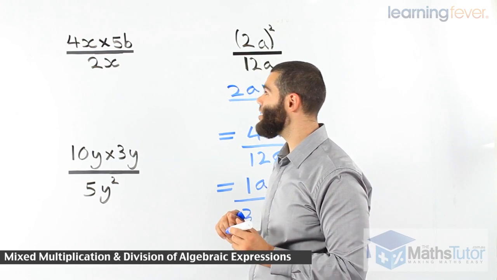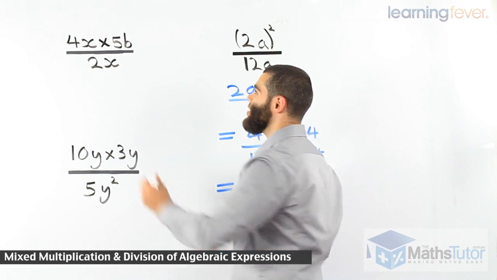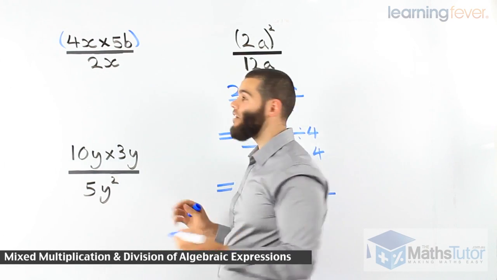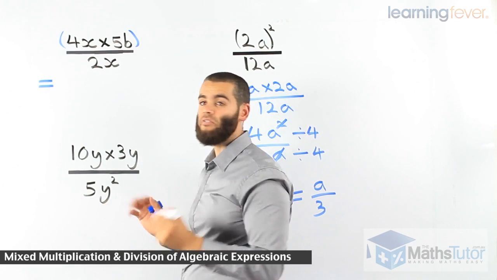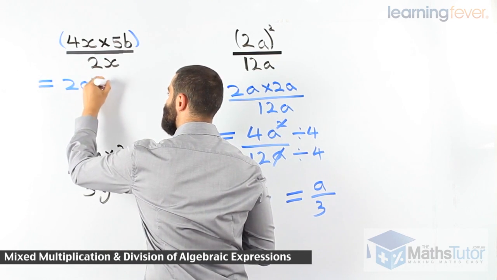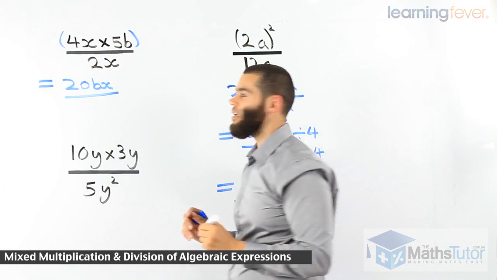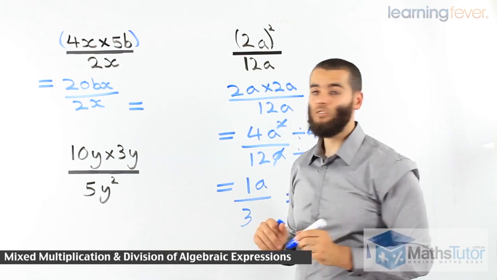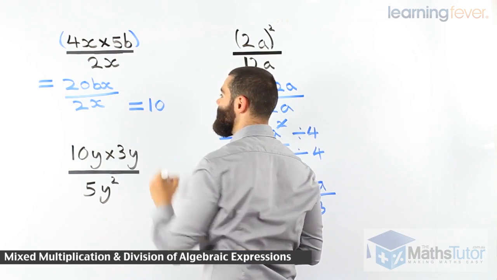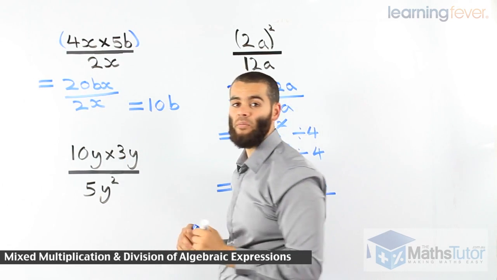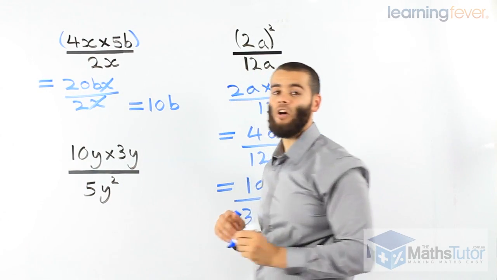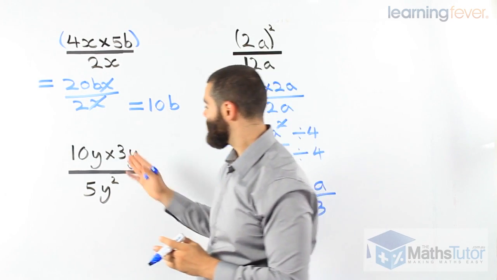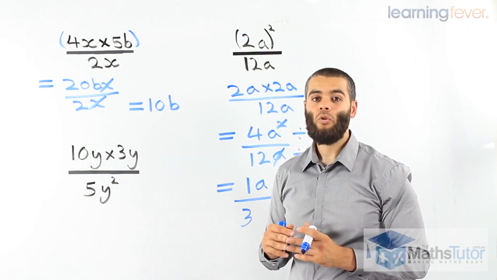We'll do another example here. 4x times 5b, all over 2x. So everything here is multiplied, divided by 2x. So 4x times 5b is 20bx, that's the top, divided by the 2x, which is the denominator. Our answer, 20 divided by 2 is 10, and the b doesn't have anyone on the bottom, it stays, and the x's cancel out, one from the top and one from the bottom. The answer is 10b.